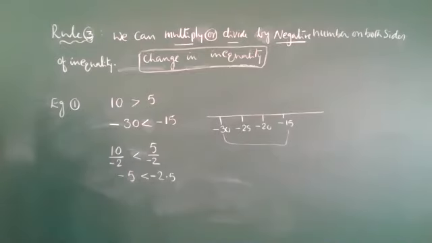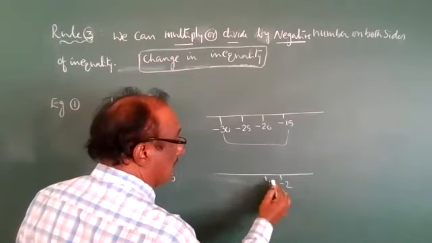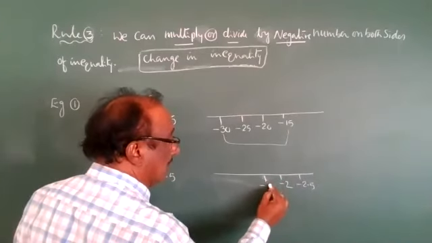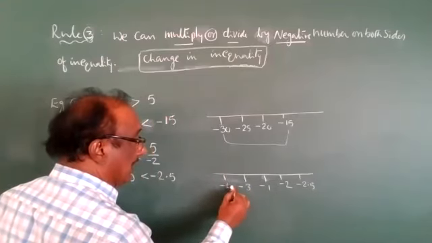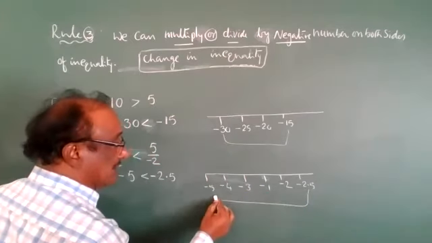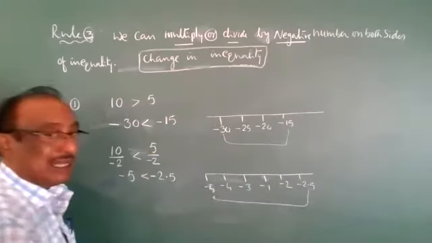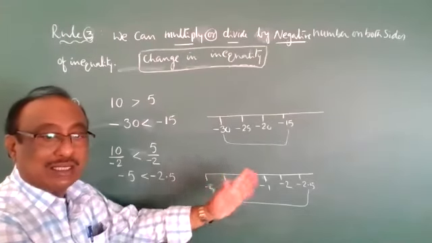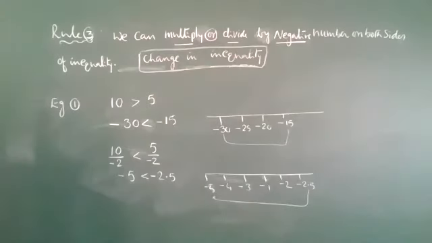See, here is minus 1, minus 2, minus 2.5, minus 3, minus 4, minus 5. This is the left side, this is the right side. The left side is smaller than the right side. Okay, clear everyone? Right. So everyone note down this one.